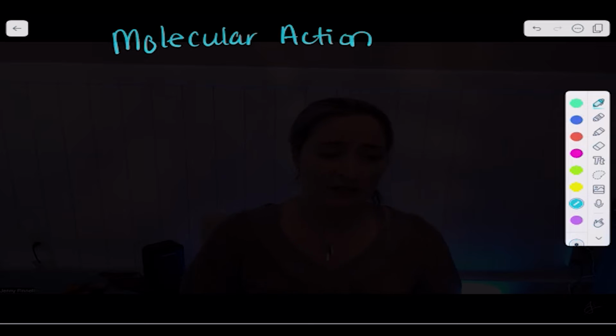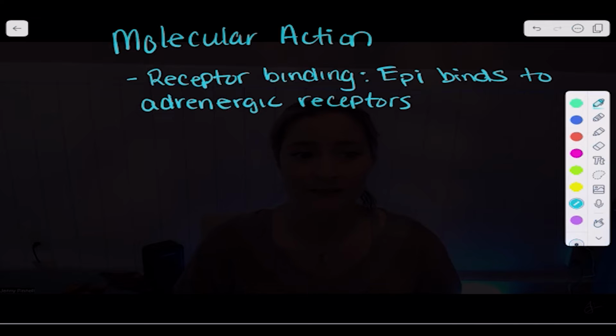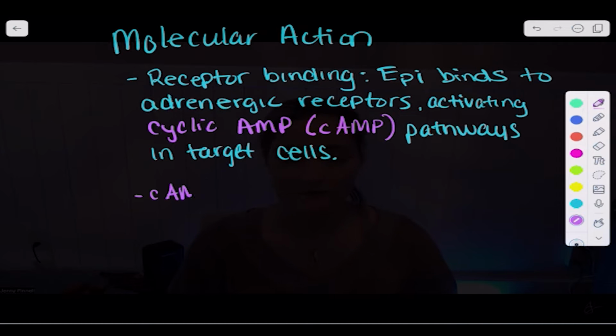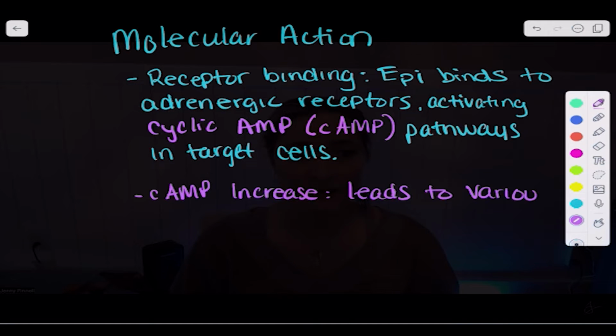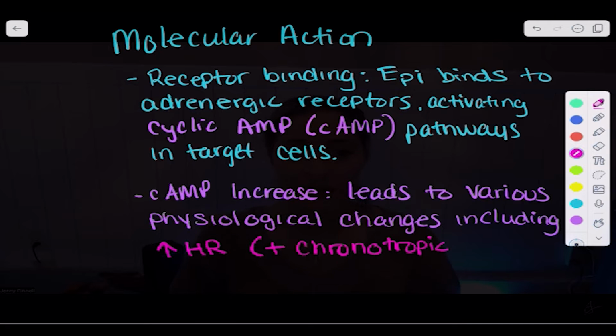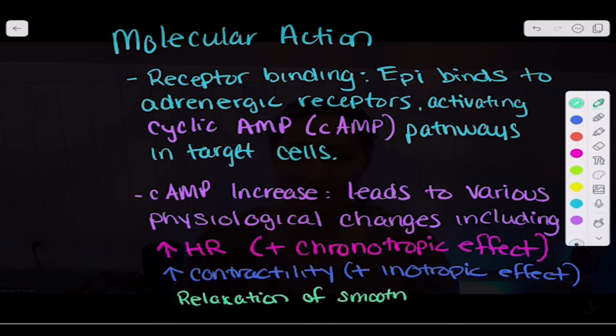So the molecular action is where we have receptor binding, in which epinephrine binds to adrenergic receptors, activating cyclic AMP or cAMP pathways in target cells. When cyclic AMP increases, it leads to various physiological changes, including increased heart rate, which is a positive chronotropic effect, and increased myocardial contractility, which is a positive inotropic effect. It also causes the relaxation of smooth muscles in the airways.